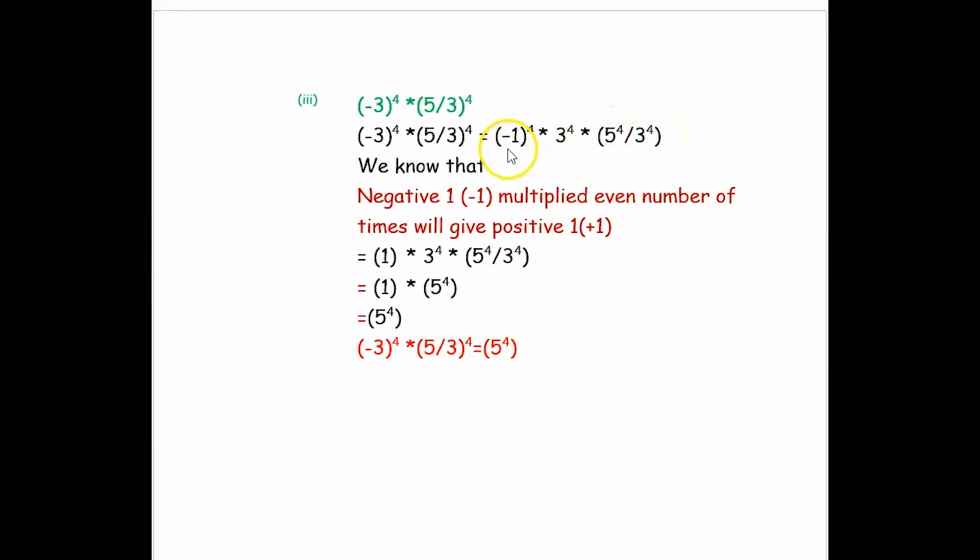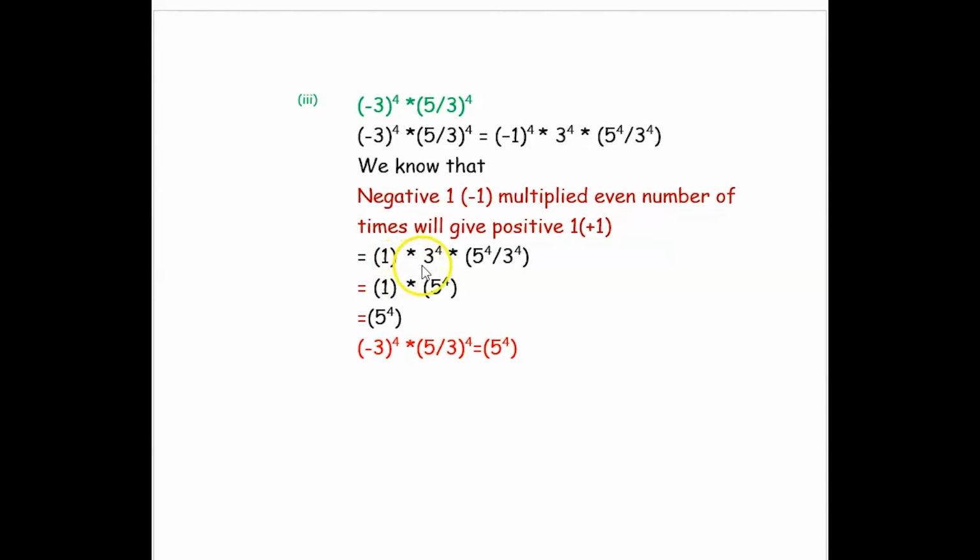So now we will take negative 1 raised to the power 4. In our previous videos we have learned that if negative 1 is multiplied an even number of times, we will get a positive result, that is positive 1. So negative 1 raised to the power 4, we are multiplying it 4 times, that is an even number of times. So negative 1 into negative 1 into negative 1 into negative 1, we will get positive 1.